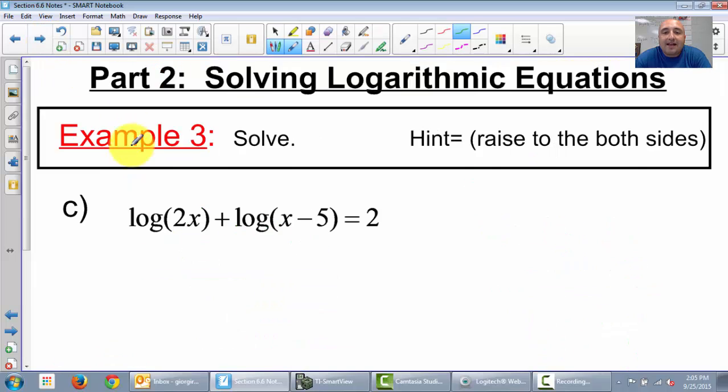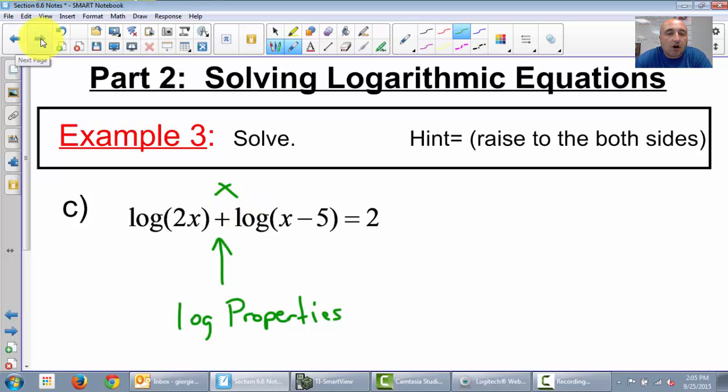And last but not least, we're going to save this example for in class. So we're going to wait till we get to class to do this one. If you want to look in your book to see how it goes, please do. But it's the same exact thing. I'll give you a little hint, we need to use our log properties first to get one log happening here. So remember, the plus really means multiply. So we'll save this one for class. It's a little bit harder, and I will see you tomorrow.